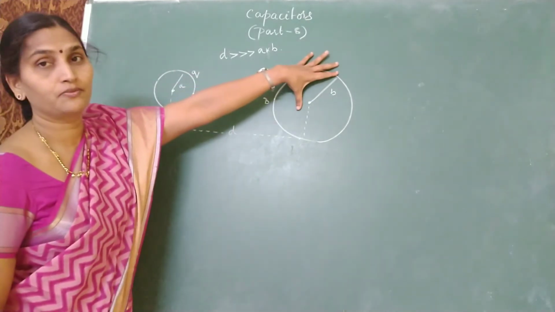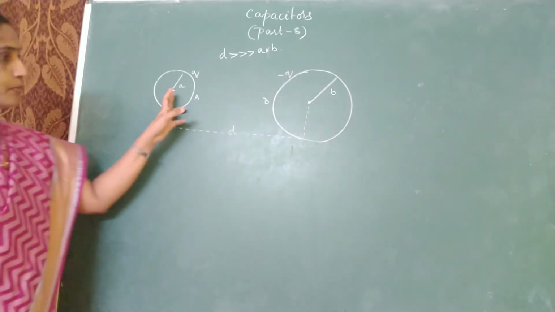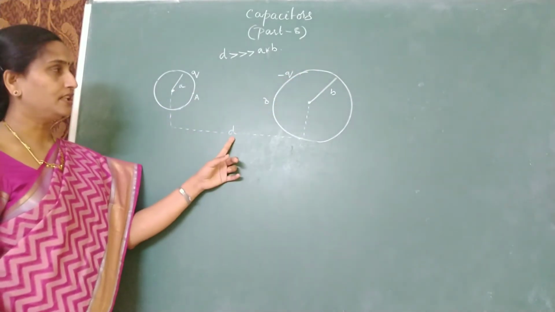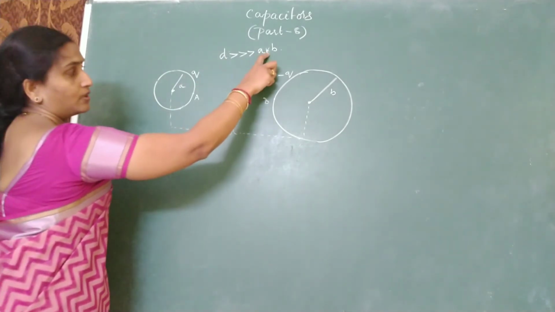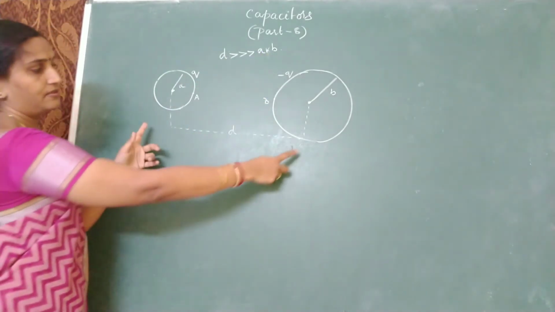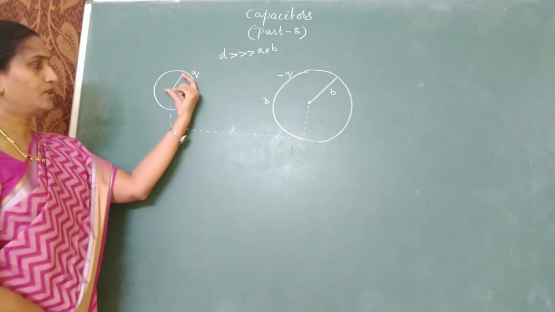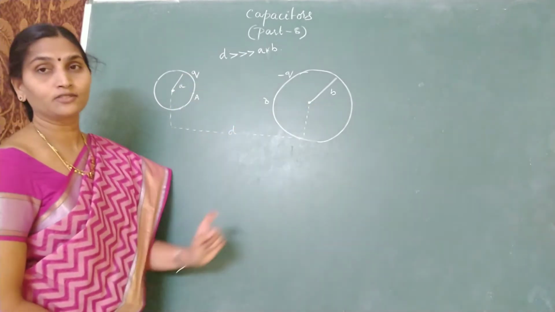This one's radius we took as B. And they are separated by a distance D. Assume that this distance is much greater when compared to A and B. That means this is a very large distance when you compare with the size of A and size of B.